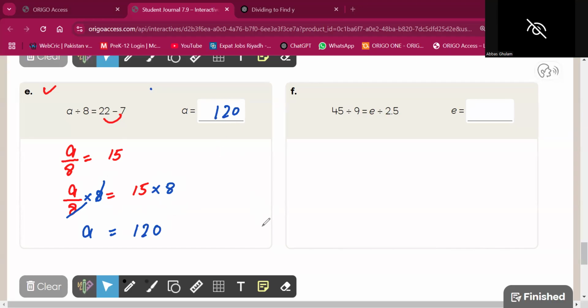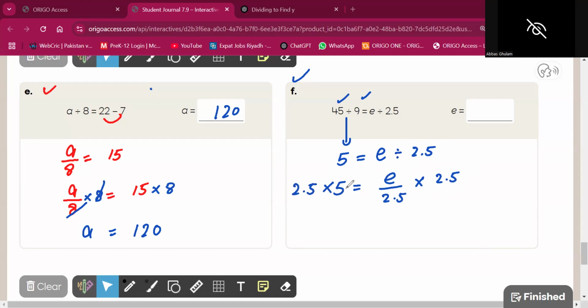That's the CF. What is the new thing in there? This is numeric, this is also numeric. What is between them? Divide. So first of all, we will divide 45 by 9. 45 divided by 9 will be equal to 5. The other side is E divided by 2.5. So 5 is equal to E out of 2.5. Divide. What is the inverse of divide? Multiply by 2.5. The other side also multiplied by 2.5.